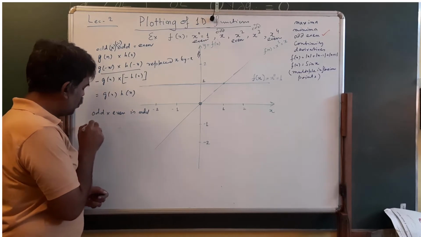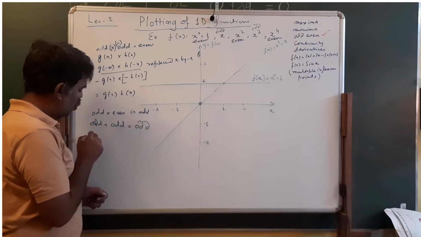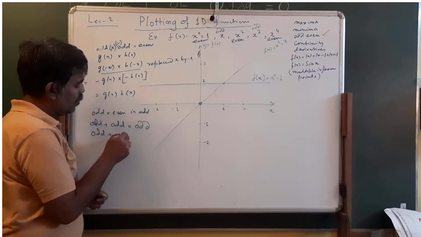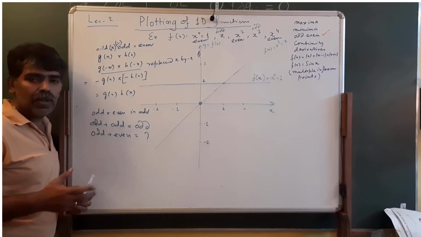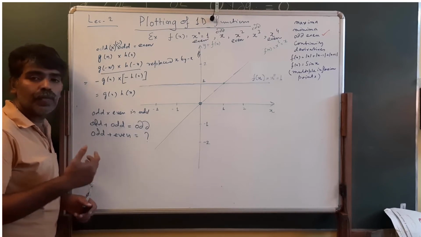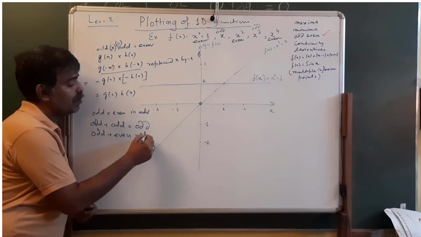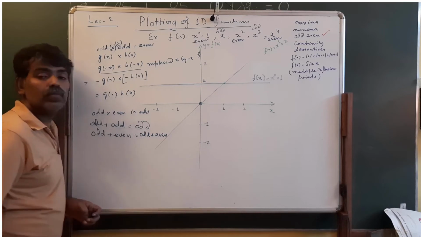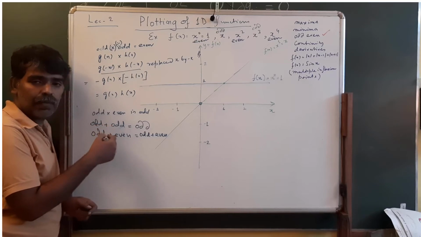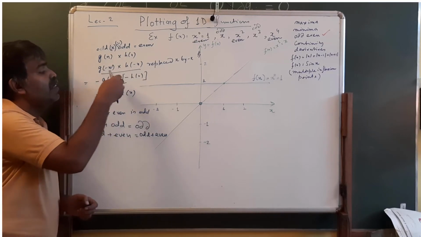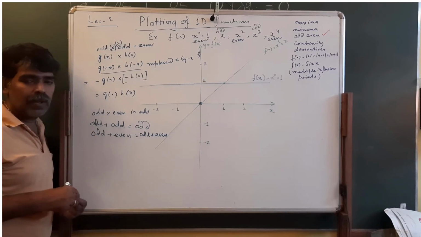Then odd plus odd is equal to odd. Odd plus even, I don't know. Actually, any one-dimensional function can be replaced as a sum of an odd function and an even function. And this property is very important. So odd plus even is basically odd plus even. Fine. And plus can also be replaced by subtraction. So that means either it's a multiplication or a division, or a plus, or can be replaced by subtraction.